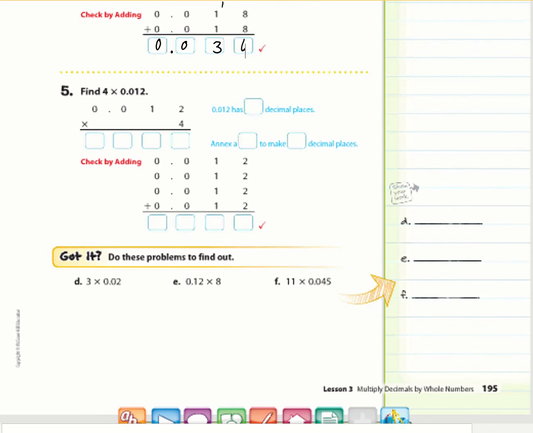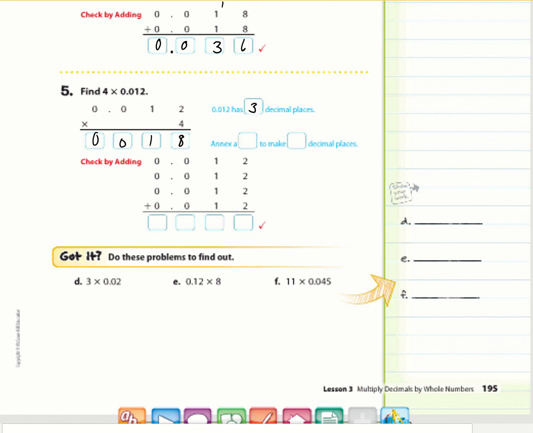All right, so we're going to move on to example 5. This is 12 thousandths, which has 3 decimal places. And we are going to go ahead and multiply. 4 times 2 equals 8. 4 times 1 equals 4. 4 times 0 is 0. 4 times 0 is 0.